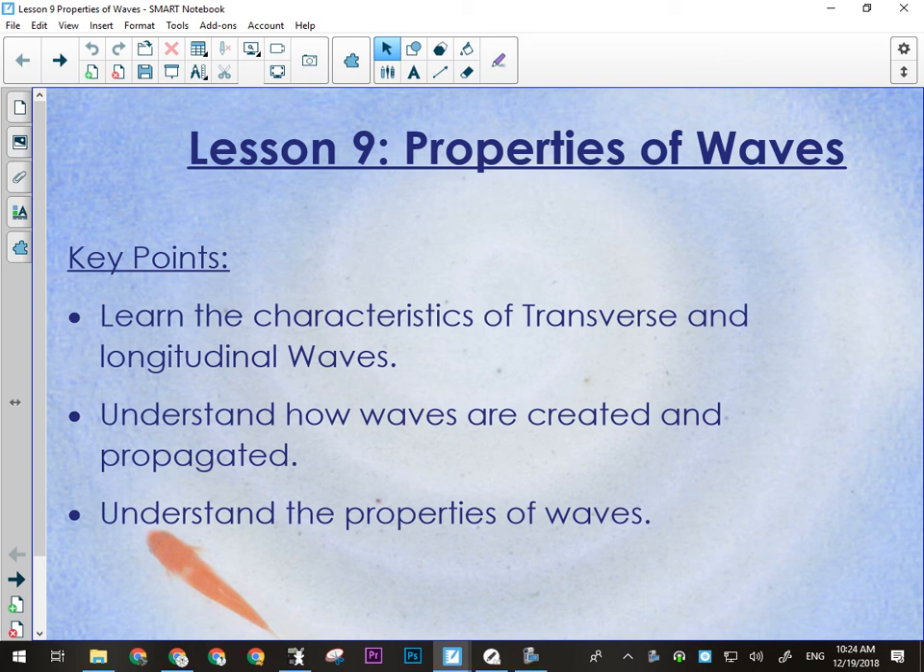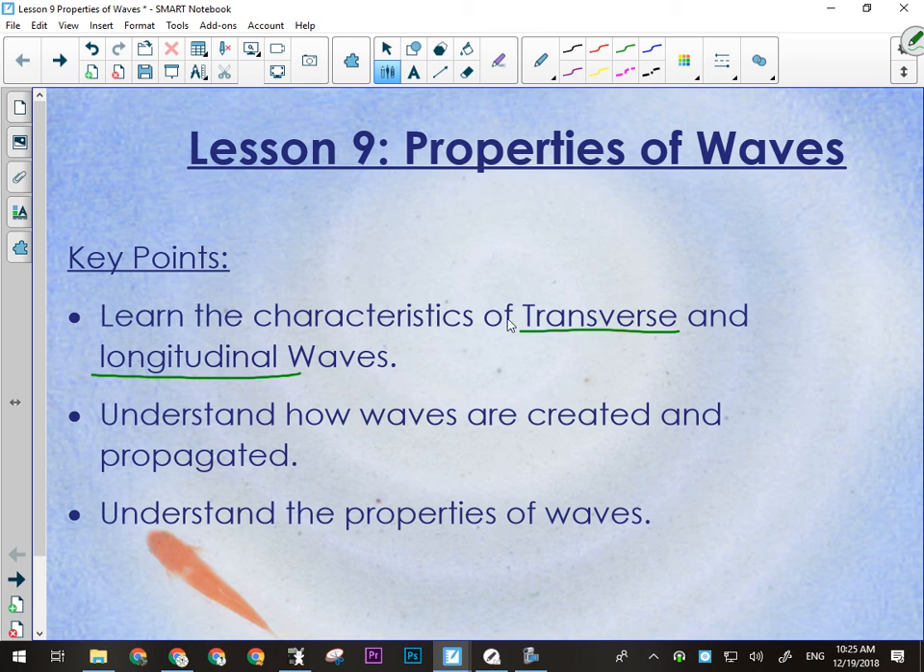So we're going to look at the characteristics of the two types of waves. The two types of waves are transverse and longitudinal. I did spell that right. Every year somebody tells me, Coderre, it's longitude. No, those are lines on a map. Longitude is different. So just so you know, longitude and longitudinal are different.